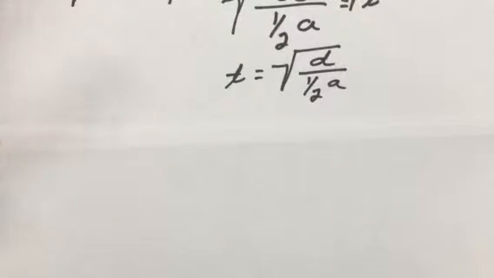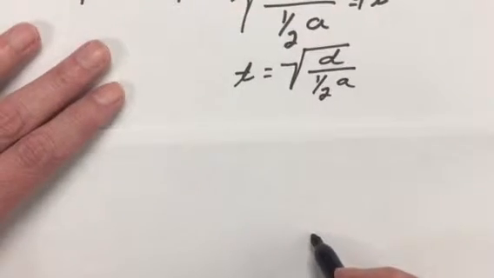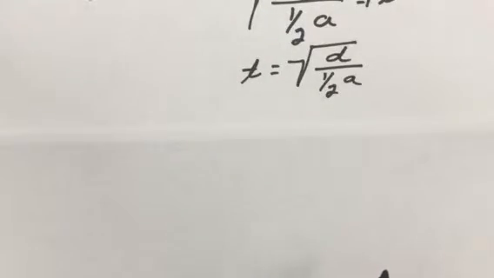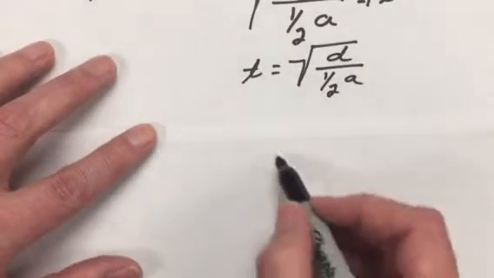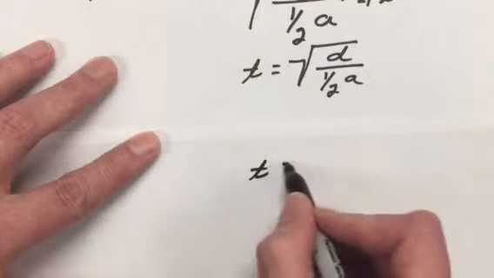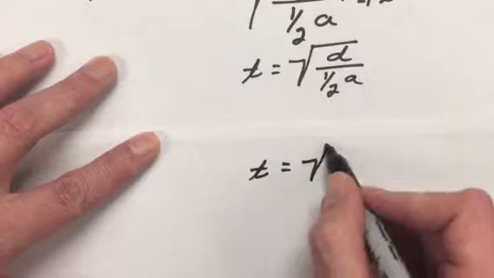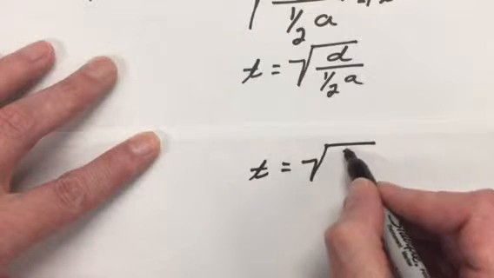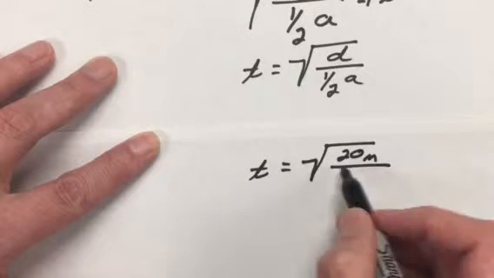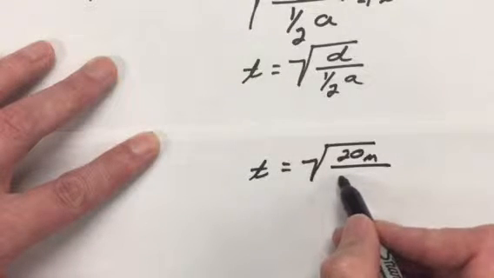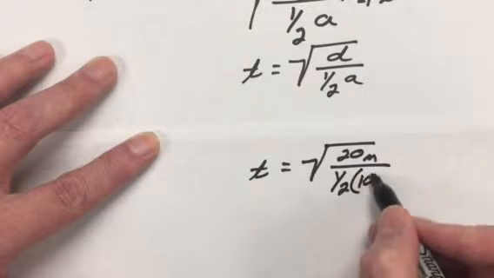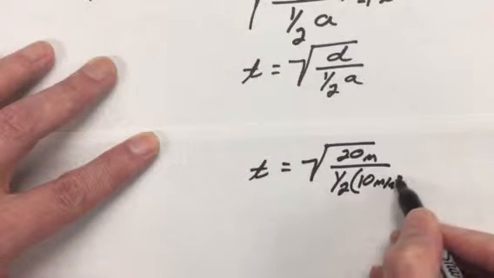So let's see. In the problem, it told us that the distance was 20 meters. Again, we're trying to find that time. So time equals the square root of our distance, which is 20 meters. That's how far it fell. And it did this under the influence of gravity, which is 10 meters per second squared.